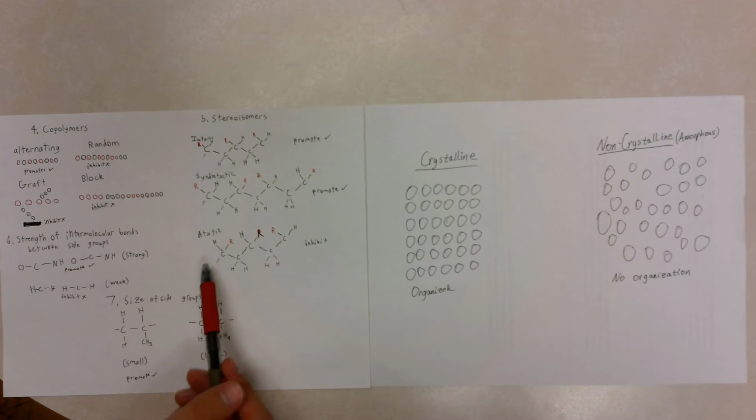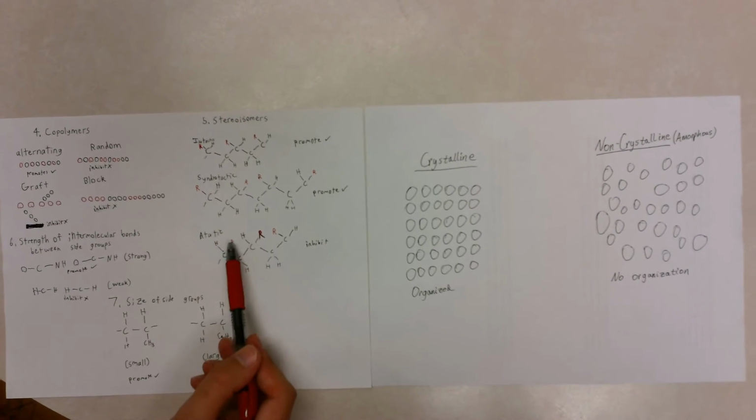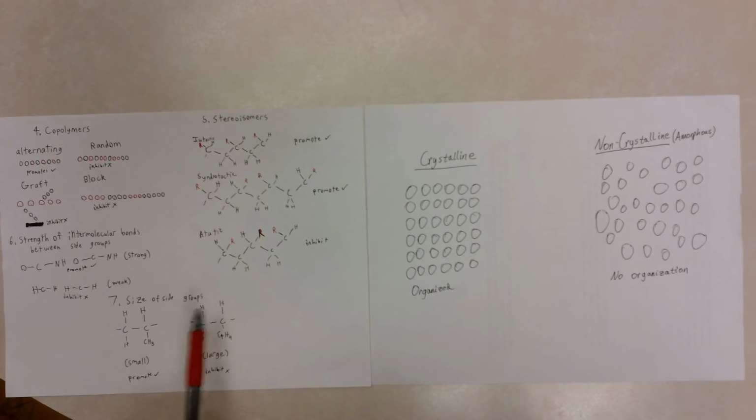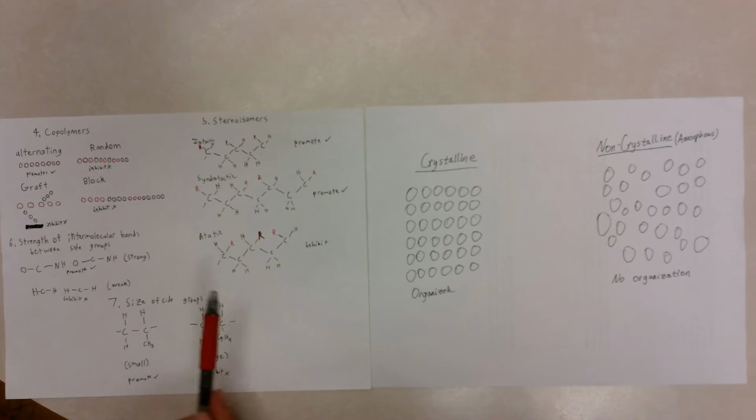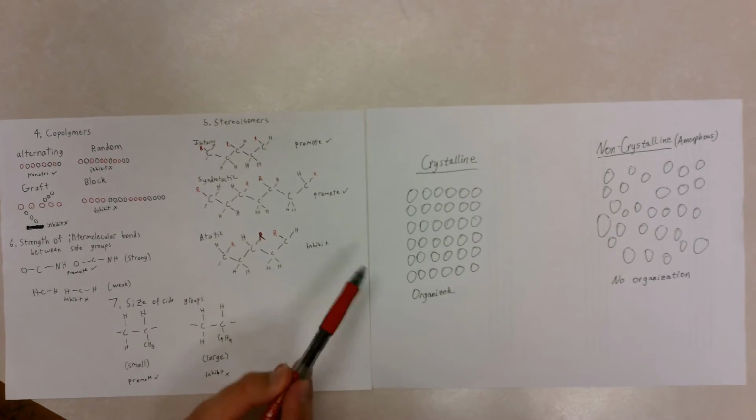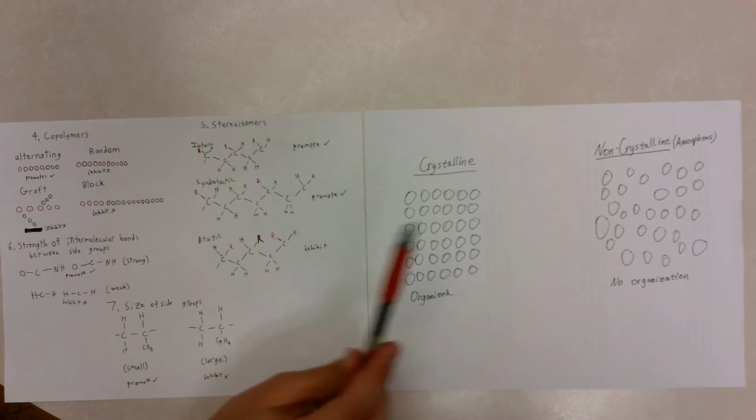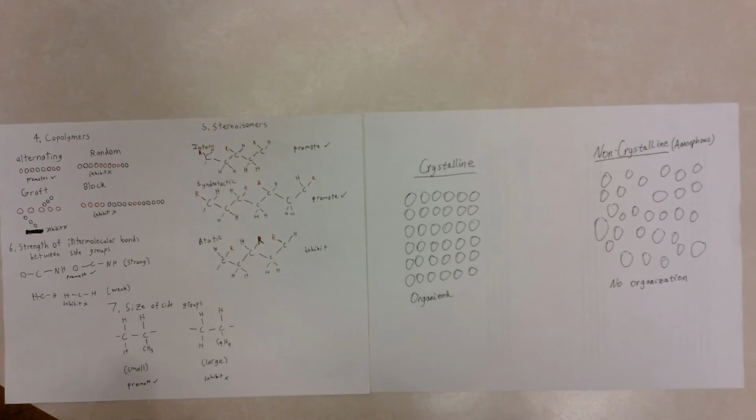Atactic is a random assortment of R molecules or atoms, and it inhibits crystallization because the chains don't line up into an organized pattern.